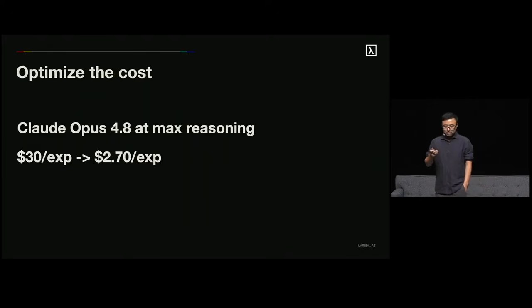Of course, this comes with cost. Nobody complains about the cost until the bill gets too high. And in this case, it was really expensive because we run a frontier model around the clock. Every single experiment used to take $30 to run, but we were able to reduce the cost by tenfold.